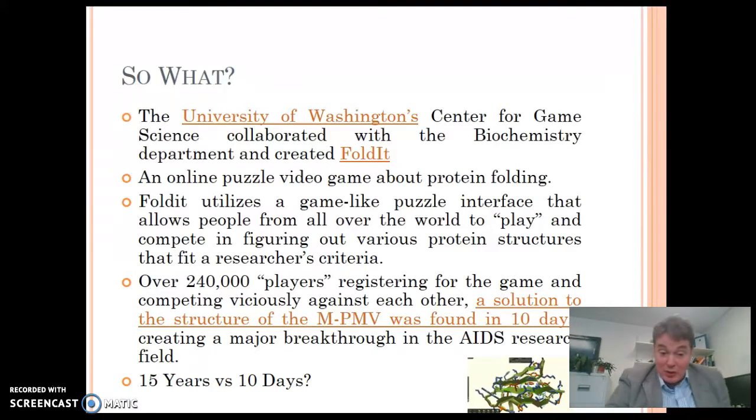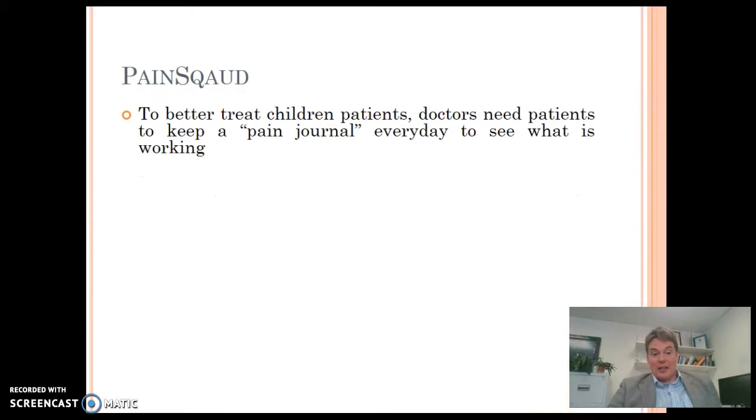Sorry, it wouldn't take months. It would have taken 15 years with supercomputers to do it. But by getting these 240,000 people to try different strategies, they were able to do it a lot faster.